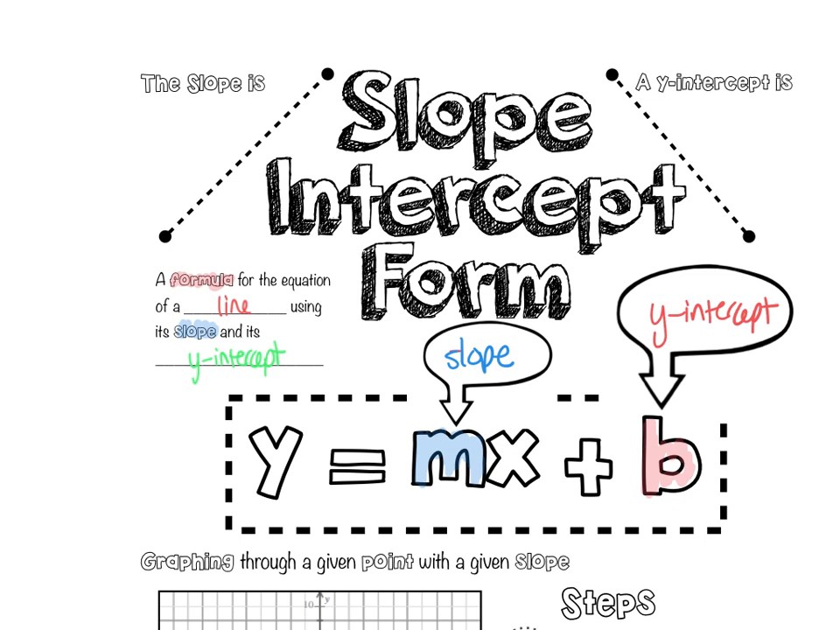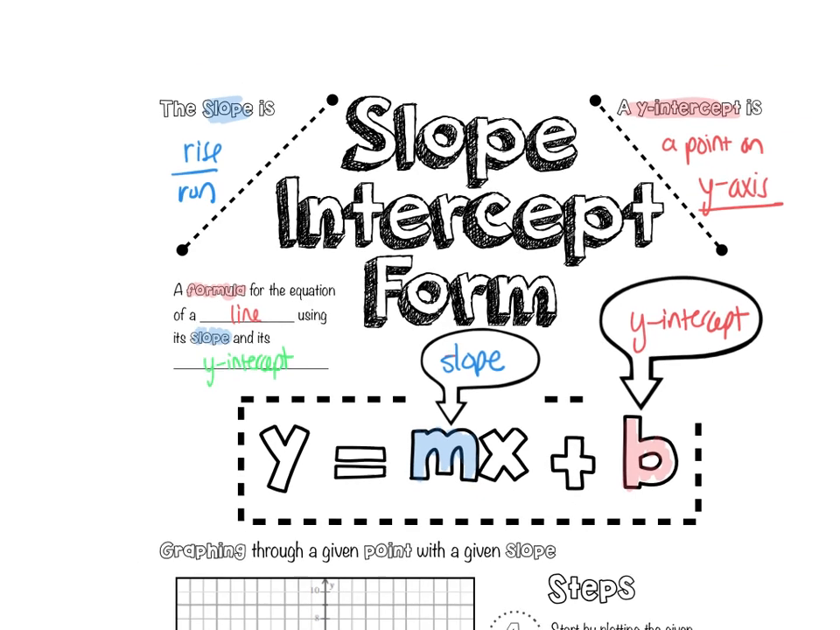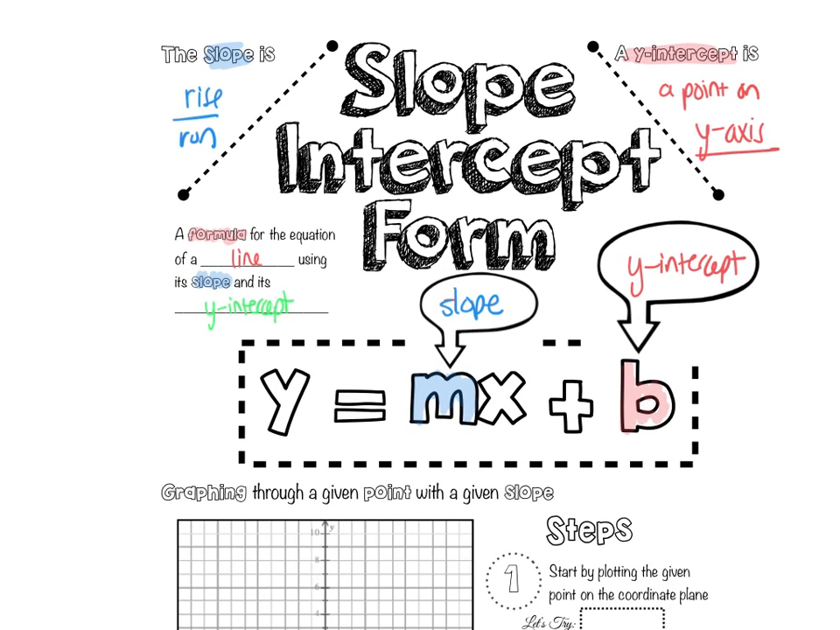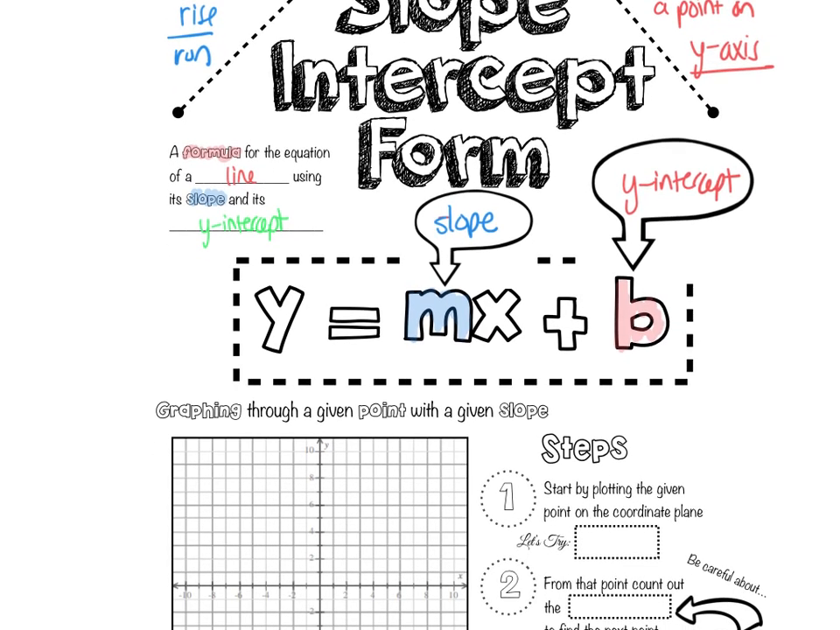So remember or recall a y-intercept, you may recall that a y-intercept is a point on the y-axis, okay? So it's a point that's exactly on the y-axis. And then you may also recall that the slope, remember, is rise over run, okay? So when we're looking at slope-intercept form, it gives us a slope and a y-intercept, and we're going to graph a line based off of it being in this form.